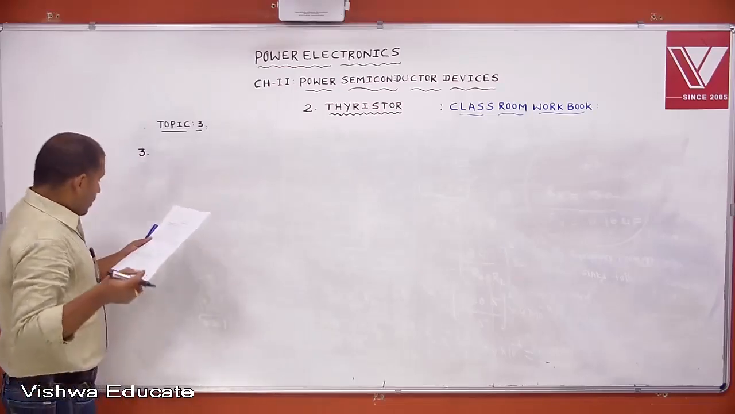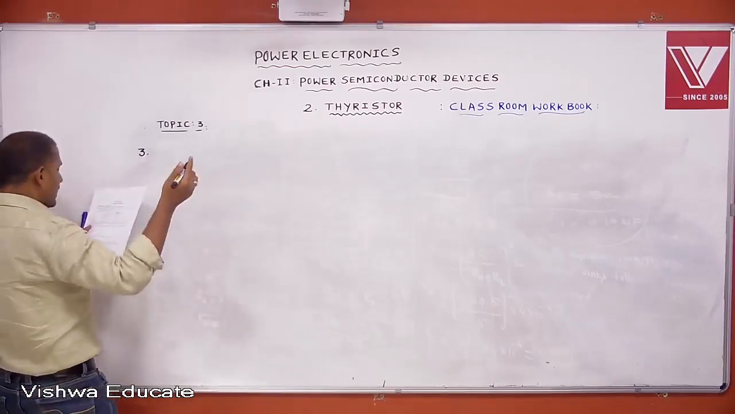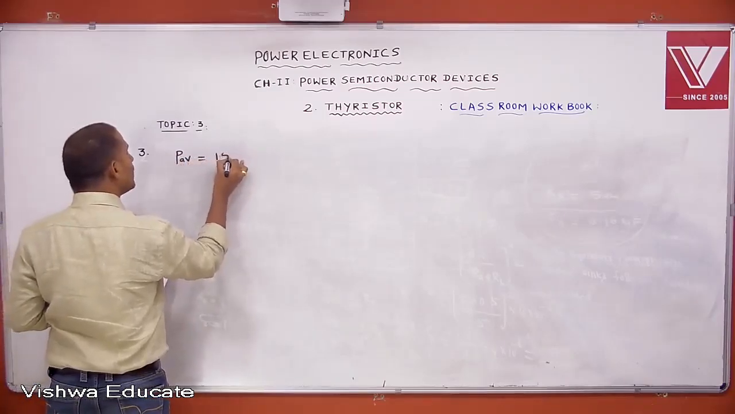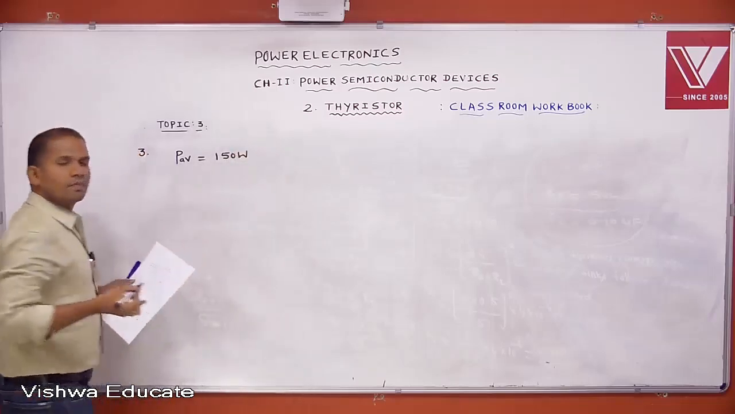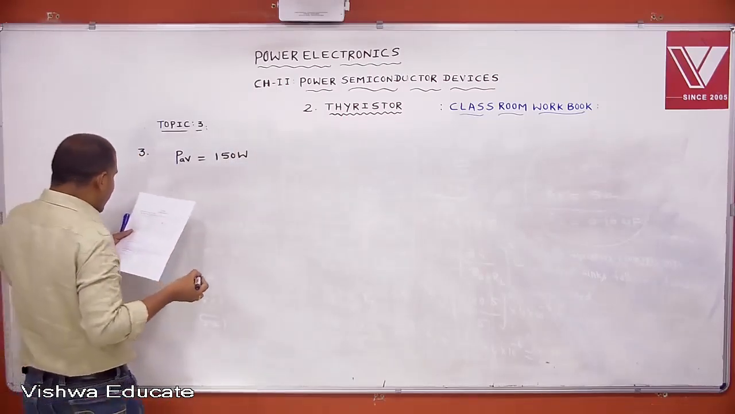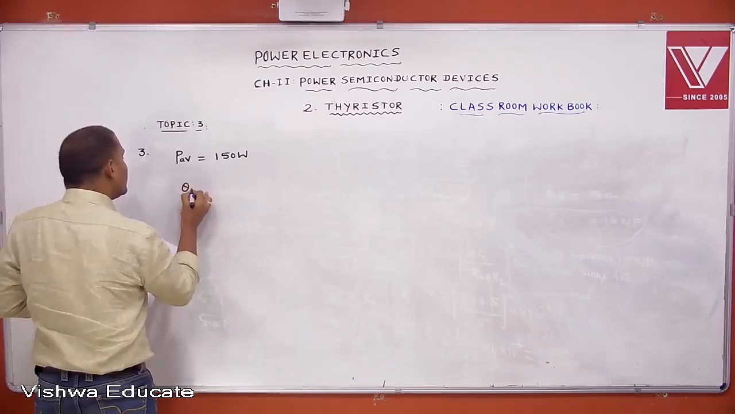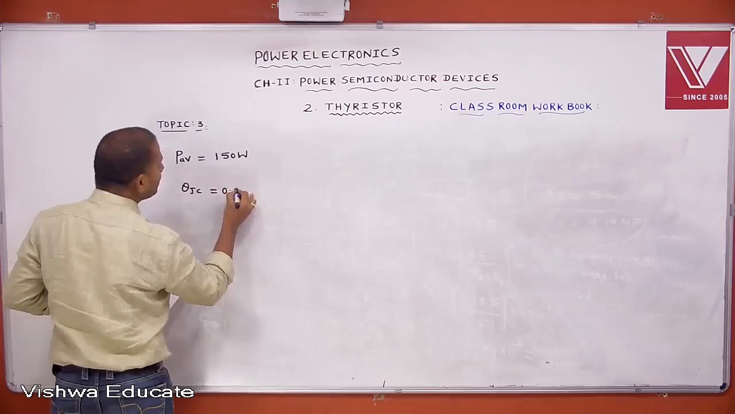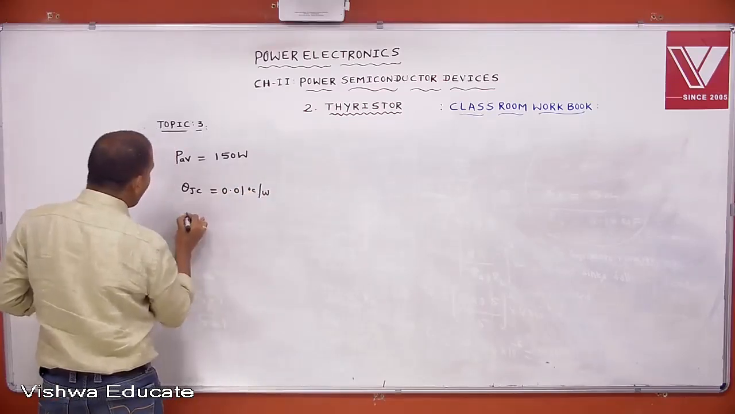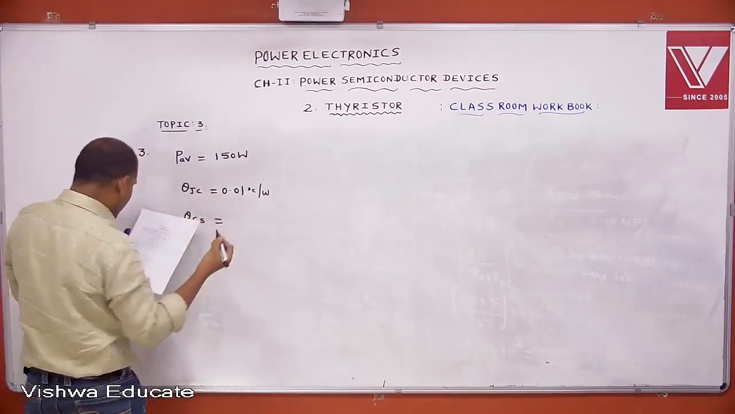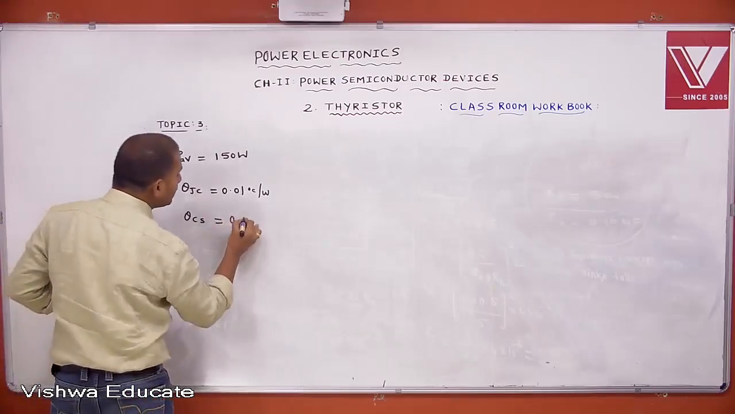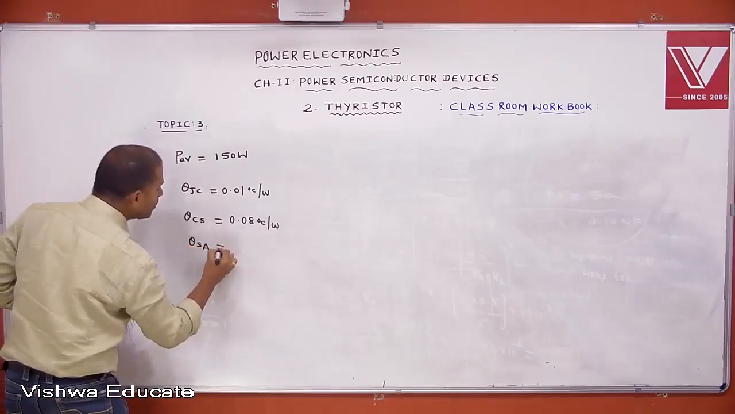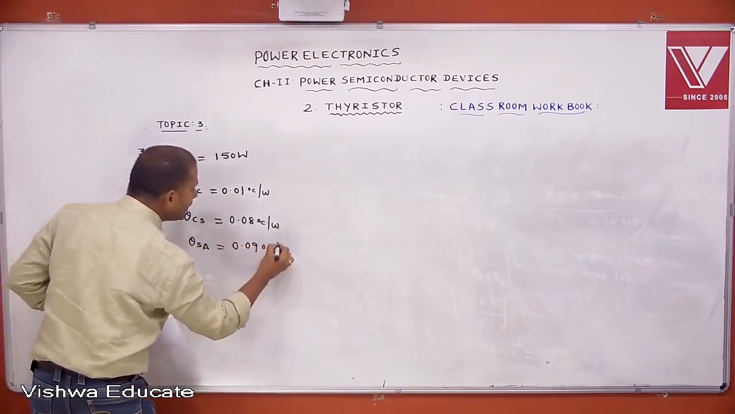That is given as the on-state power loss. What is the average on-state power loss? The average power loss is given as 150 watts. The thermal resistance junction to casing, theta JC, how much is it given? Theta JC is 0.01 degree centigrade per watt. What is theta CS, casing to sink? 0.08 degree centigrade per watt. Theta SA, sink to ambient, how much is it given? 0.09 degree centigrade per watt.